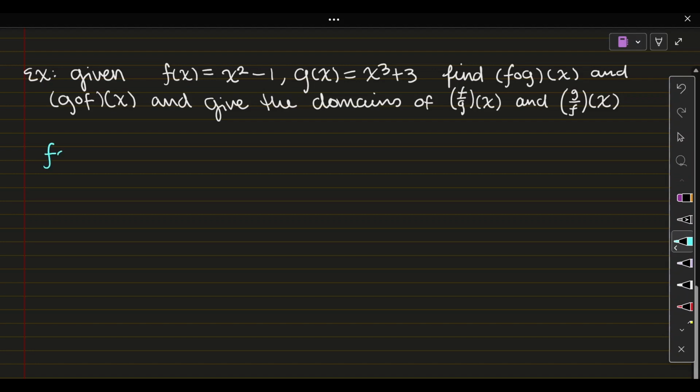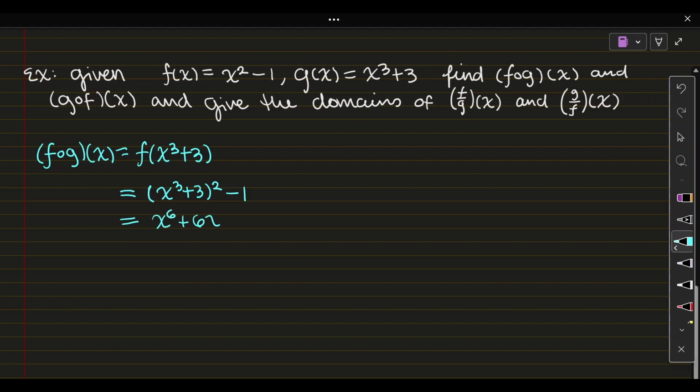F compose g, that is f of g of x, where g of x is x cubed plus 3. So f of x is x squared minus 1, so everywhere there's an x, I'm going to put x cubed plus 3. So this is going to give me x cubed plus 3, squared, minus 1. Okay, and again, I should probably FOIL this out, so this is going to be x to the 6th plus 6x cubed plus 9 minus 1. This is going to give me x to the 6th plus 6x cubed plus 8.